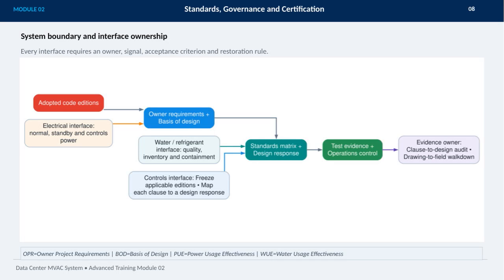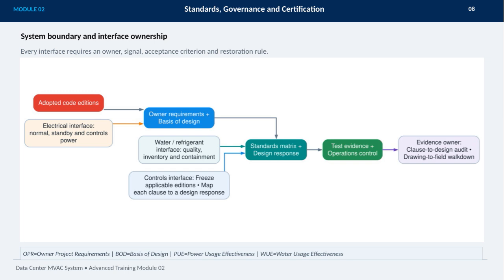On this slide, we're focusing on the concept of system boundary and interface ownership within a data center MVAC system. It's essential to understand that every interface in the system must have a clearly defined owner, along with specific signals, acceptance criteria, and restoration rules. This ensures accountability and smooth operation across various domains.